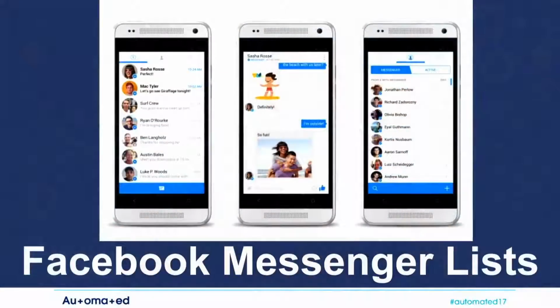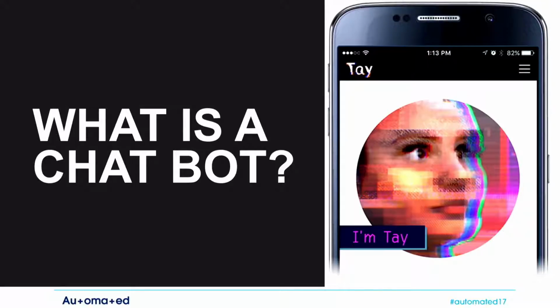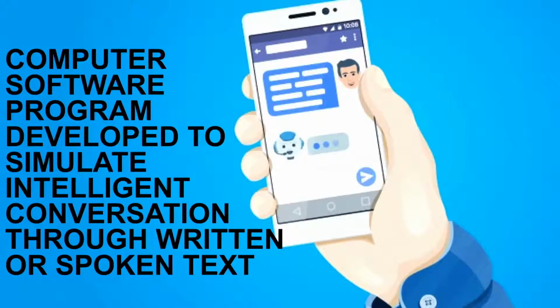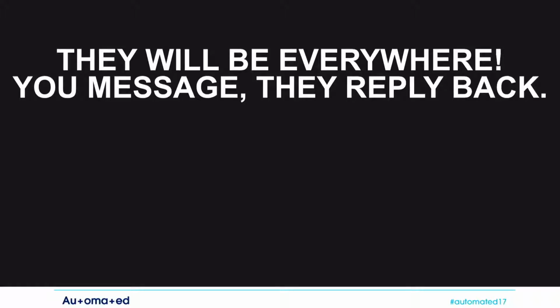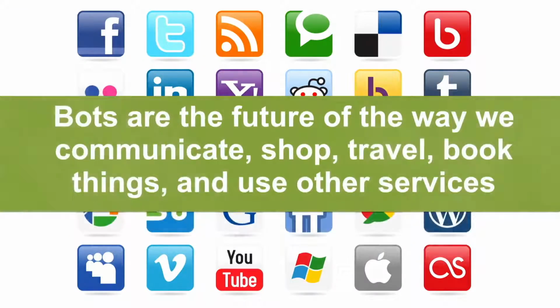So Facebook Messenger lists. Well, messaging apps are now bigger than social networks. The top 4 messaging apps are bigger than the top 4 social networks. A chatbot. So what is a chatbot? Well, a chatbot is a computer software program developed to simulate intelligent conversation through written or spoken text. So basically, they're going to be everywhere. Basically you message and they reply back. And the trend of auto-conversing bots inside of messaging apps is called the conversational economy. Basically, bots are the future of the way that you communicate, the way you shop, the way you travel, the way that you book and use other services.